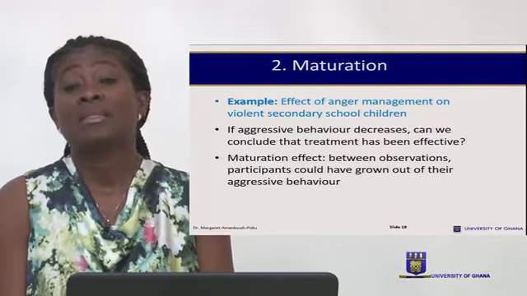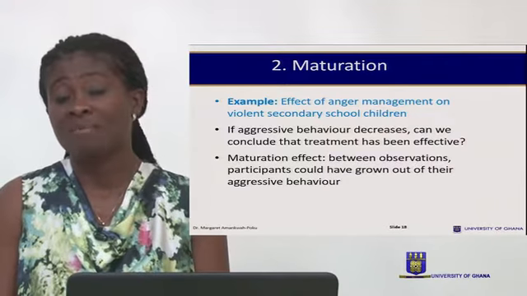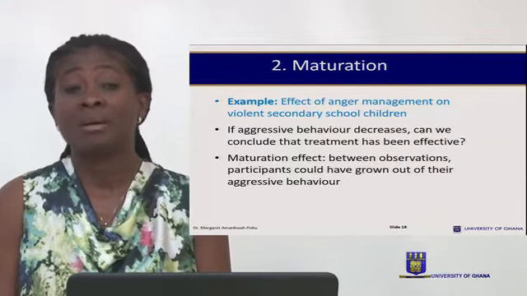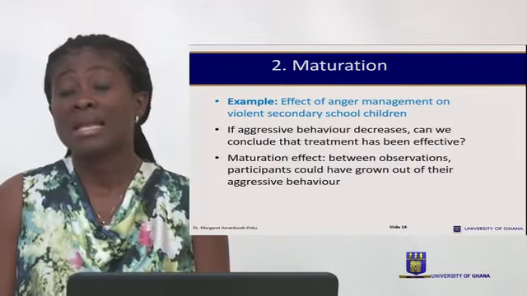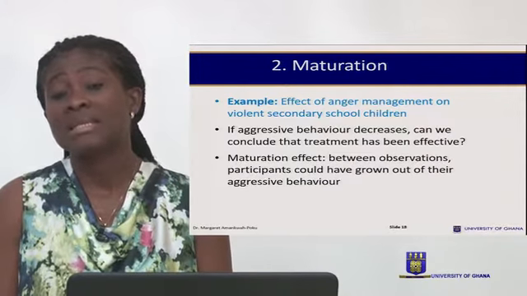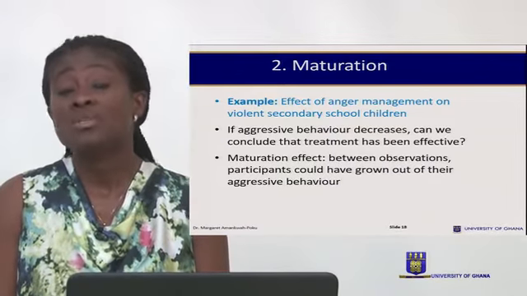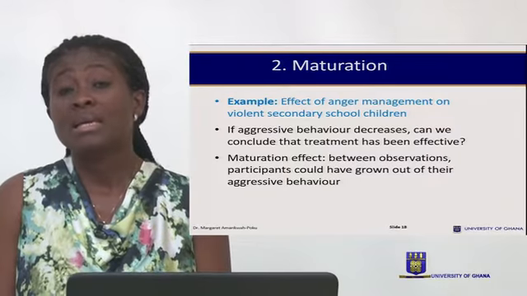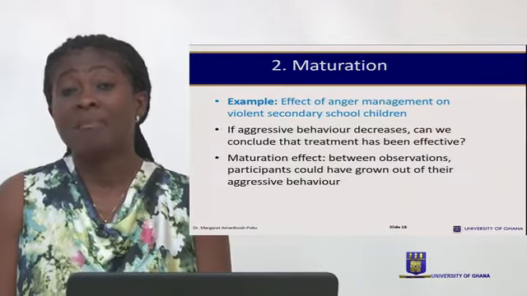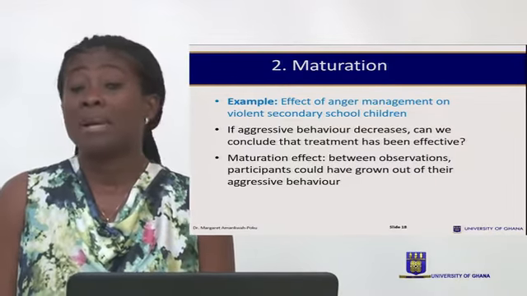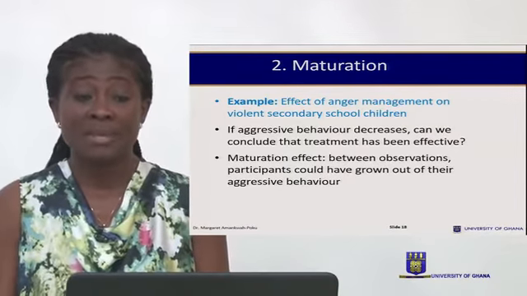So it's possible that in the process, whilst we're doing the anger management, the participants outgrew their aggressive behaviors. They got to the point where they think, well, these are behaviors for younger teenagers or early teenage years. It's not for older teenage years. So we have to outgrow these aggressive behaviors, and so they reduce the aggressive behaviors. You notice that the reduction in aggressive behavior may not have been because of the stress management, but perhaps because the participants matured over time and therefore changed their behavior.